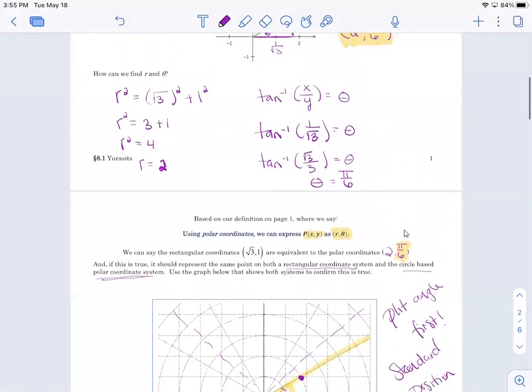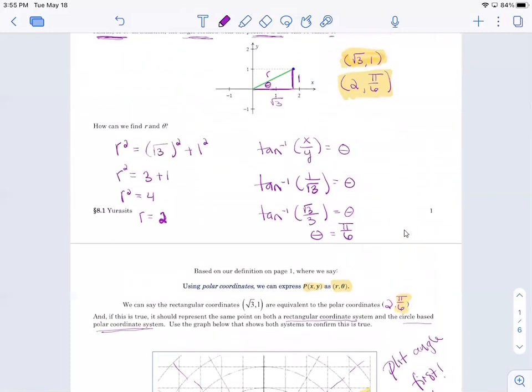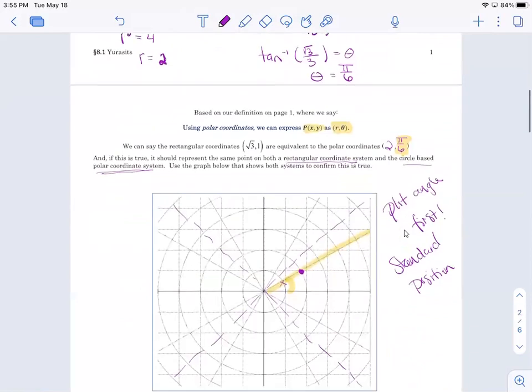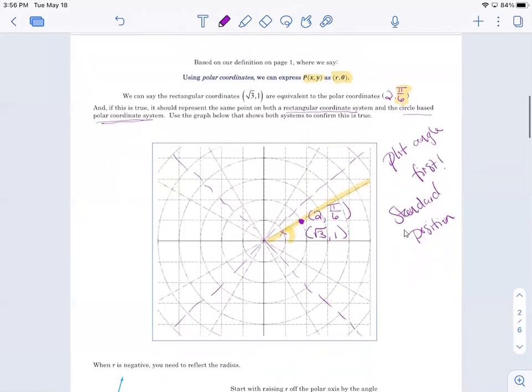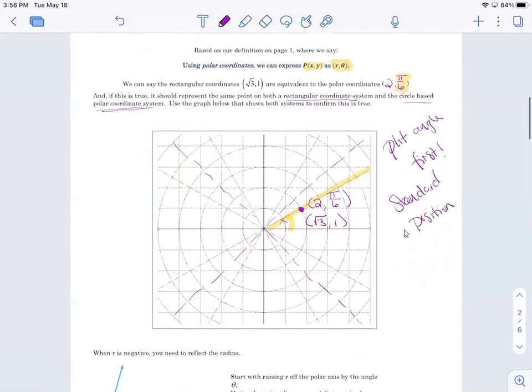I'm going to scoot up to where root 3, 1 was located. So I can represent this as r is 2 and theta is pi over 6. That's it in polar form. In rectangular form, it's root 3, 1. So they're interchangeable. It's just 2 different forms. And as we go on in the notes, it will get clearer why we're even talking about polar coordinates and polar equations. And that is where I'll stop, and we'll pick up on the next video.